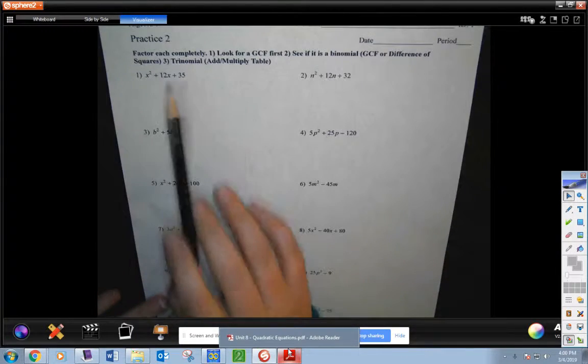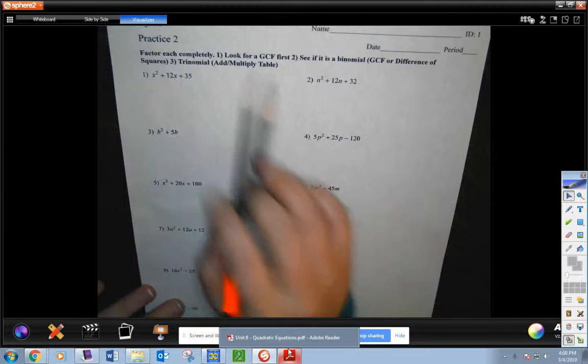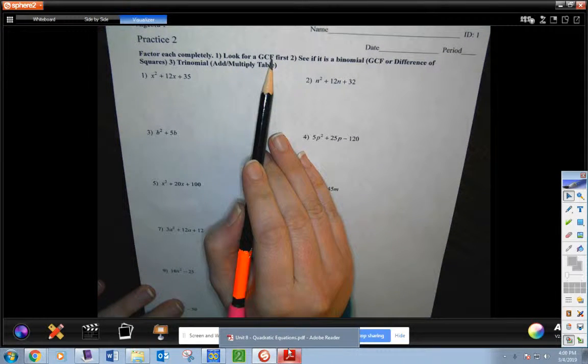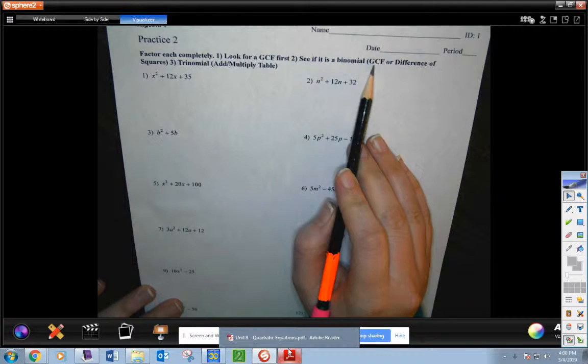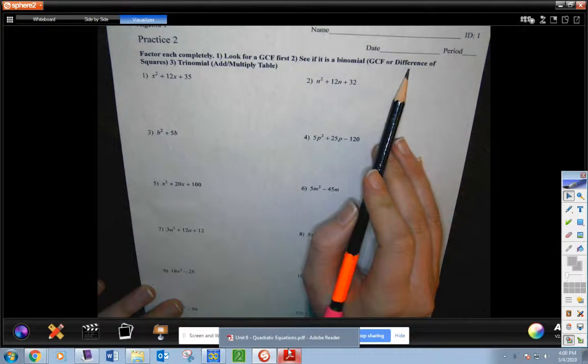Okay, so today is just going to be some practice problems. Now, you must factor completely, which means the first thing you need to do is look for a GCF. Okay, after you see if there's a GCF, see if it's a binomial, which means all you can do is a GCF, or you can do difference of squares.